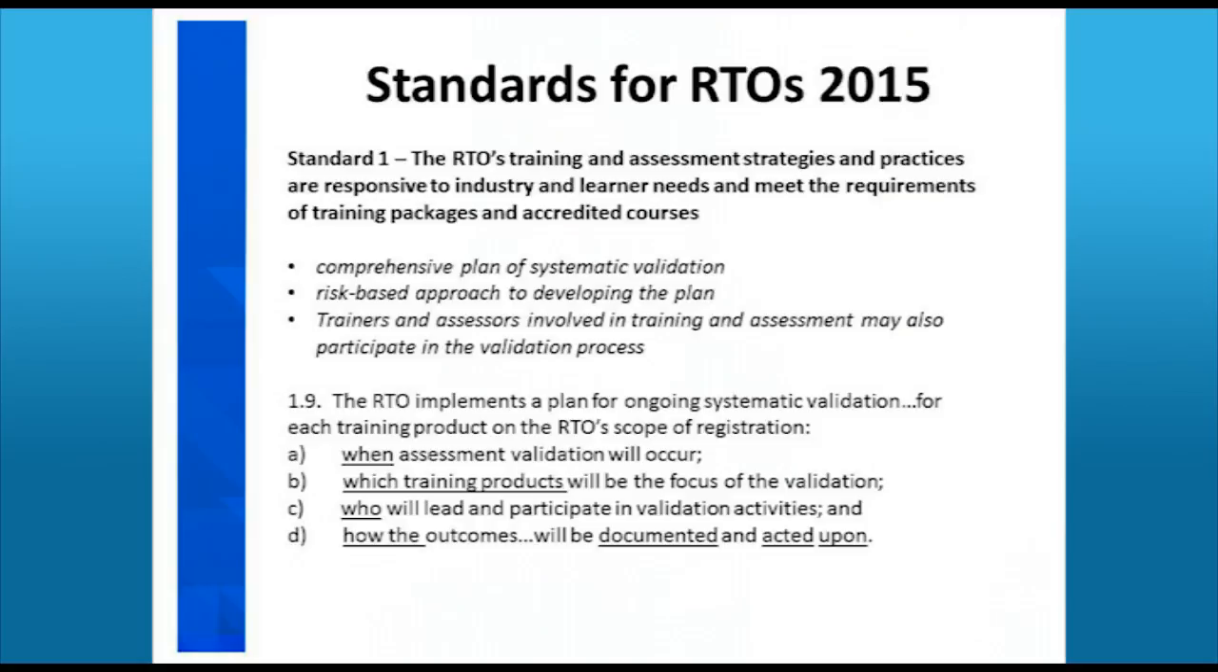We have to ensure that plan has some sort of risk assessment approach to it, and that trainers and assessors involved in this training and assessment may also participate in the validation process, but they can't be the only people involved. That's the other thing they talk about. In particular, 1.9 goes into a little more detail. It talks about when validation should occur, what training products we're going to be validating, who's going to lead it, who's going to be involved, and then what we're going to do with the outcomes and how we're going to document and act upon that.